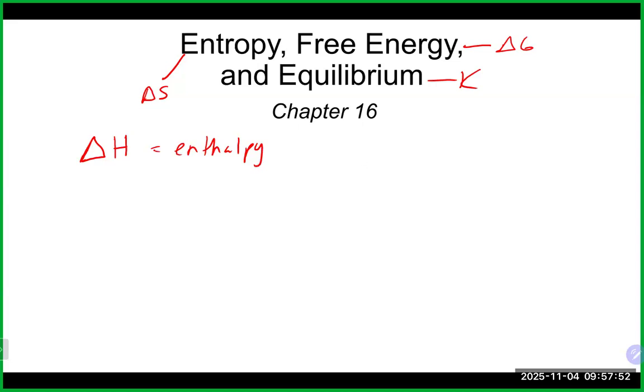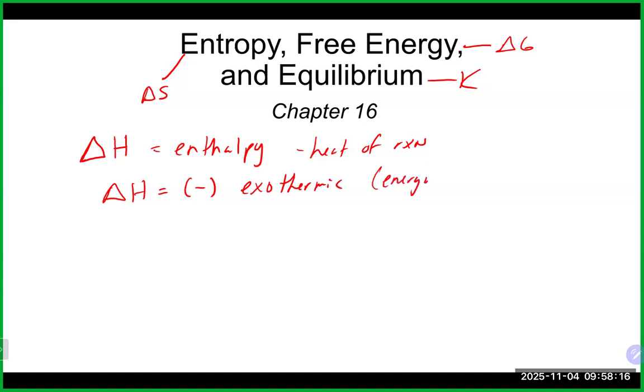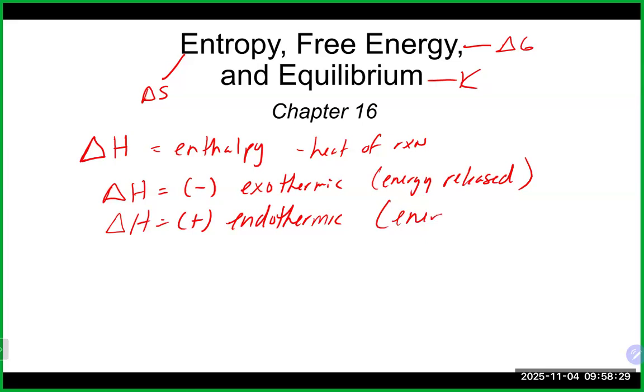And we've seen it before as well. A reminder again, delta H is enthalpy, or the heat of a reaction. Depending on the sign of delta H, it'll tell us what's happening in the reaction. Is it endothermic or exothermic? A negative delta H means it's an exothermic process: energy is released. If delta H is positive, it's an endothermic process, which means energy is absorbed.